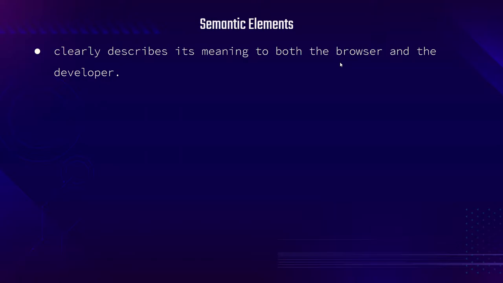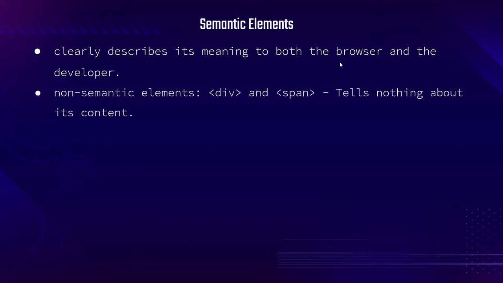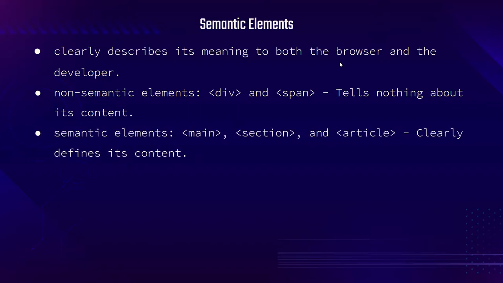That means while we created the website in the previous video, we just used div and span. We didn't use anything fancy. But semantic elements clearly describe the content they hold. So div and span are the non-semantic elements which we used in the previous website we made. And semantic elements are main, section, article. We will see them in this video. Let's head towards the IDE and see it clearly.